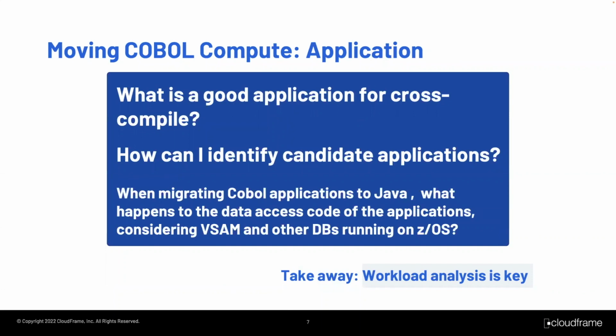Moving an application is probably the biggest area where we spend time working with customers: how do you figure out what applications are a good fit for cross-compile with CloudFrame Relocate? If you recall, I mentioned customers typically see 40 to 80% zIIP eligibility. Good fits are applications or parts of applications, jobs, programs, where you're going to see that zIIP offload. Caveat, if you have enough available zIIP capacity, you'll see that offload towards the higher end of that range. Some customers actually have workloads that get more than 80% offload, which is really cool.